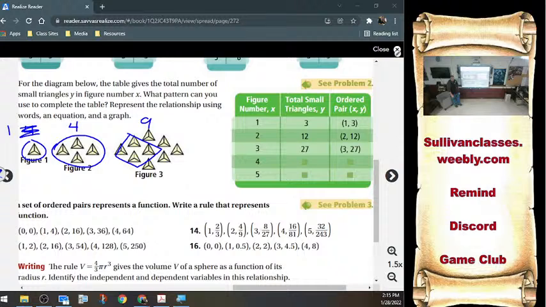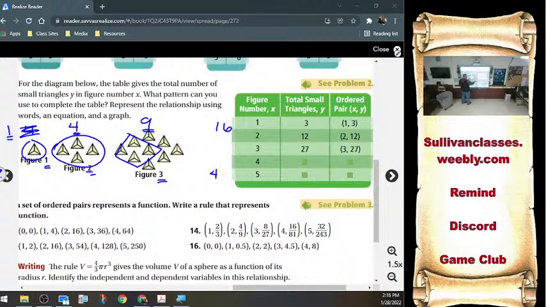1, 4, and 9 should look familiar. They're all what kind of numbers? Well, they're not all odd. Not 4. Square them. There you go. So the next one, oh wait a second. Figure 3 was 3 squared. Figure 2 was 2 squared. Figure 1 was 1 squared. That many triangles.